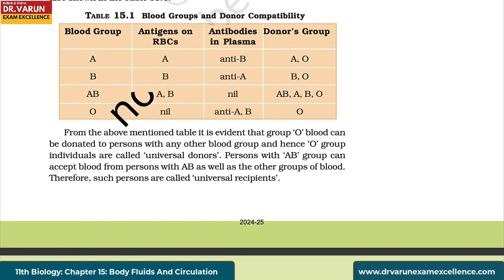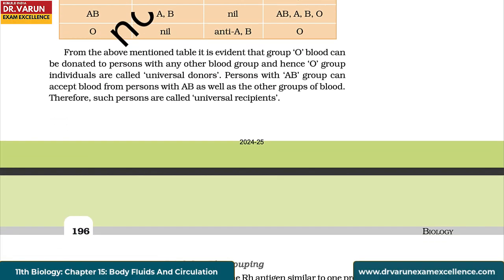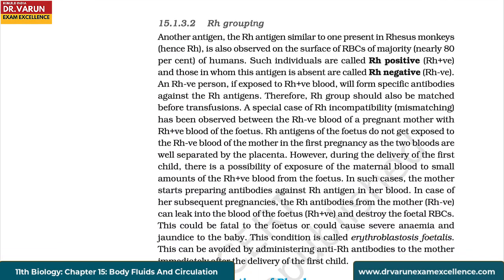From the above mentioned table, it is evident that group O blood can be donated to persons with any other blood group, and hence O group individuals are called universal donors. Persons with AB group can accept blood from persons with AB as well as the other groups of blood. Therefore, such persons are called universal recipients.